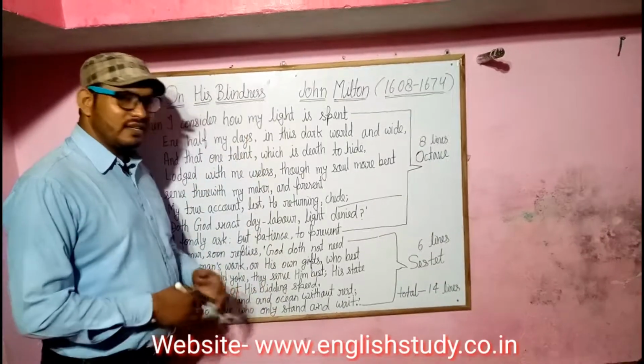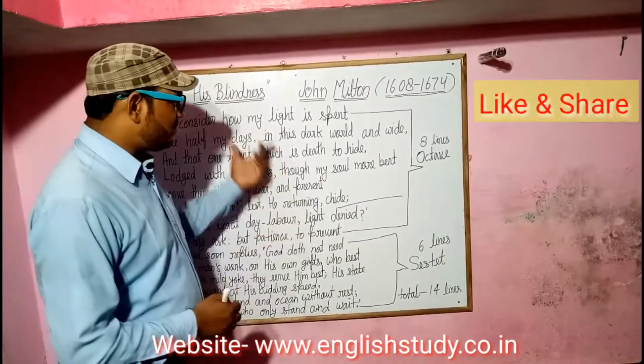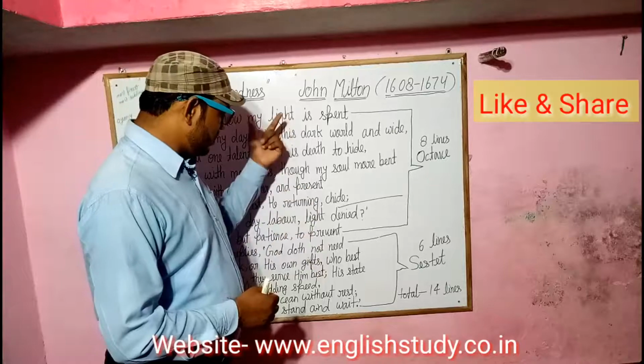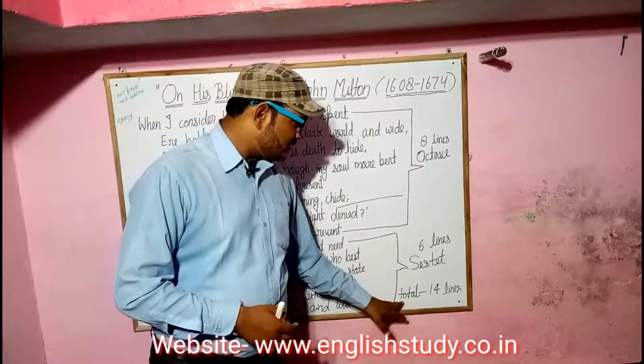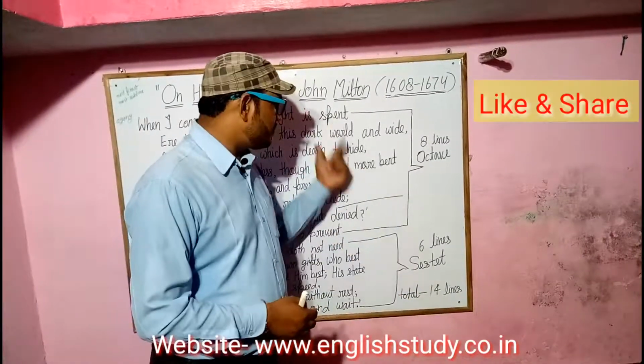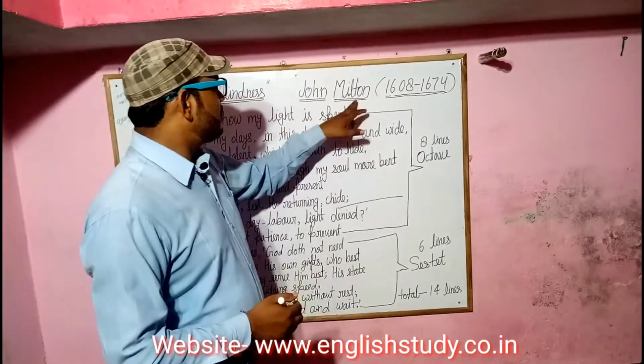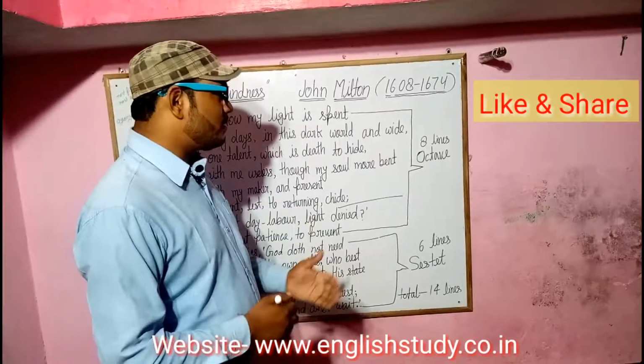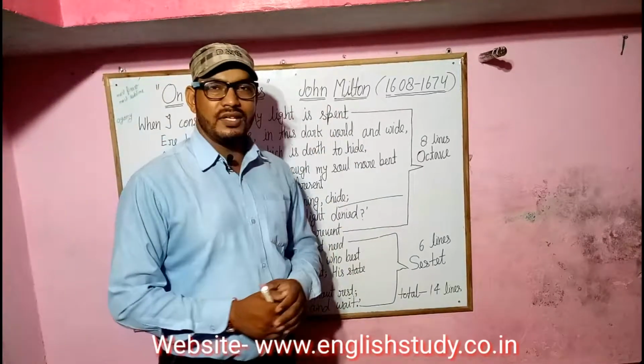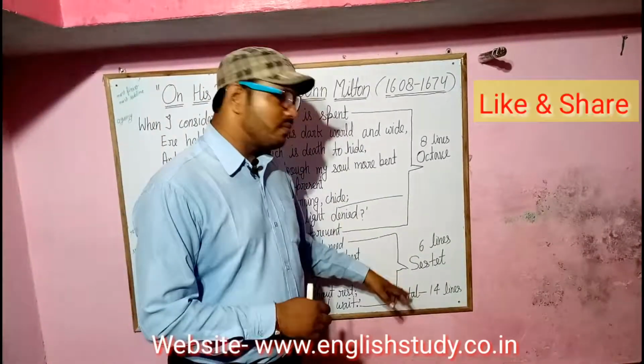This piece of poetry, which is given to you on this whiteboard, has 14 lines, and the type of this poem is sonnet, a Miltonic sonnet. Milton has produced this type of sonnets, so it is called Miltonic sonnet.